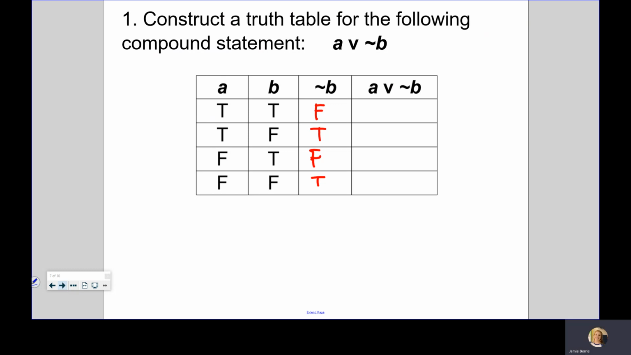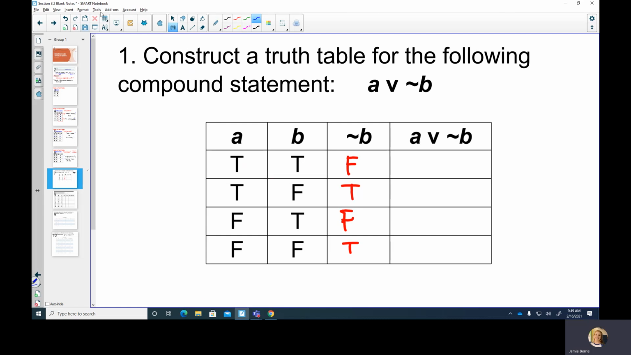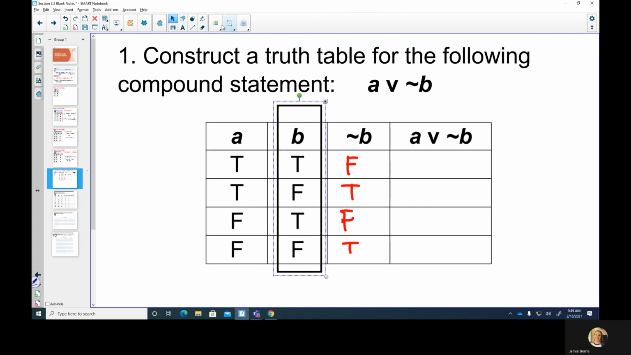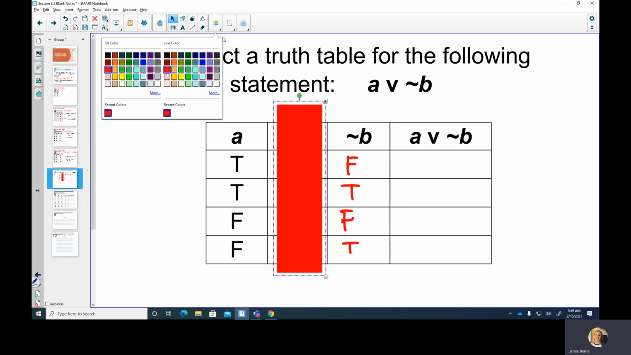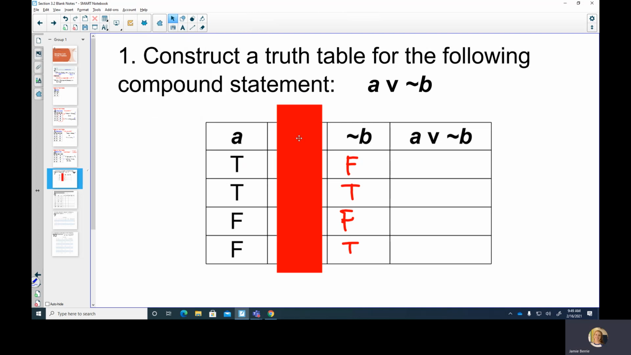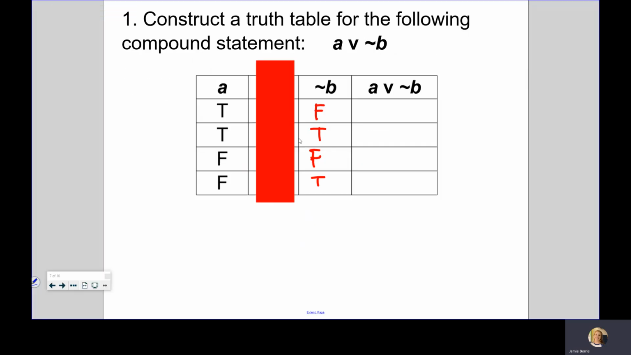All right, then we have A or not B. So I'm going to come over here. I'm going to make little boxes so that we can cover up the columns we're not using. I would suggest having a couple of pencils or something laying around while you do your truth table so you can cover up the columns you're not using. It really does help. All right, so A or not B.